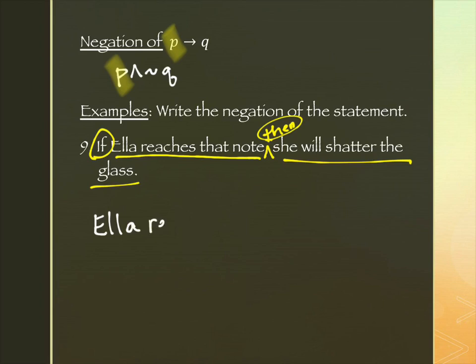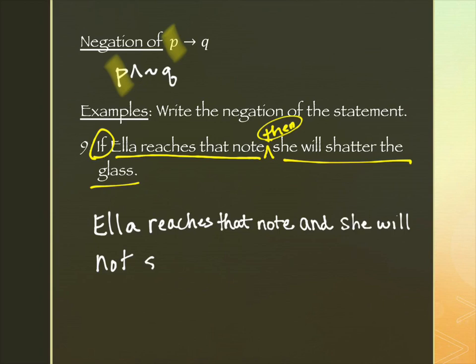So it's going to say, Ella reaches that note. Okay. What happens next in the part that I've written as the negation? And. So we write and. And then what do I have to do to the consequent, the concluding statement? Yeah, I have to negate that piece of it. And so it will be she will not, or does it say she? Yes. She will not shatter the glass.